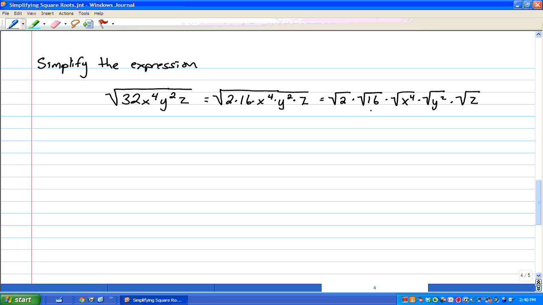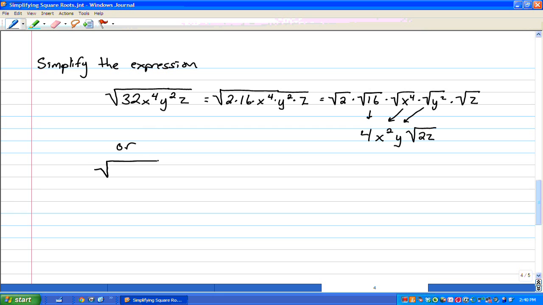Now, square root of 16 is 4. Square root of x to the 4th is x squared, because x squared times x squared is x to the 4th. And the square root of y squared is y. Times what's left? I have 2 and I have a z. Okay? Or my other method.